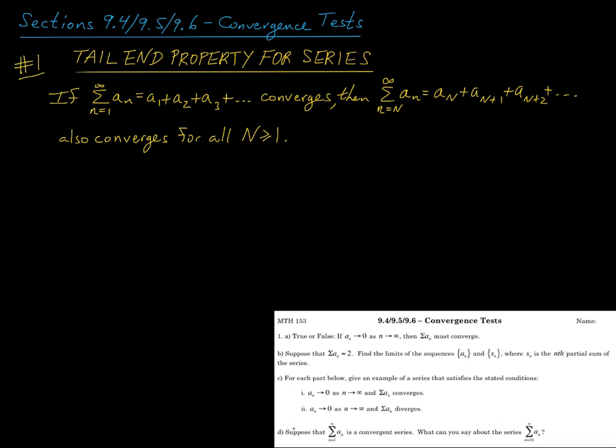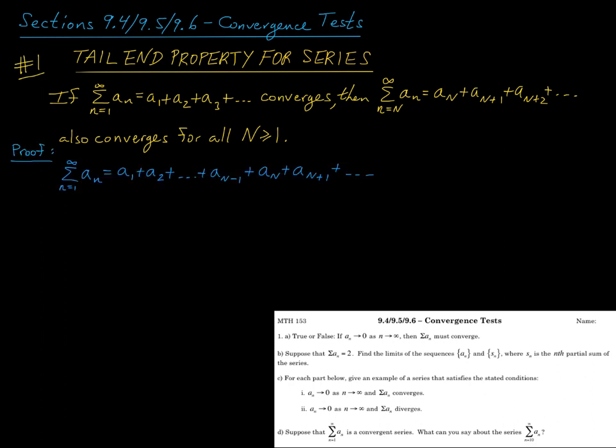So the big takeaway there is that since in part D we're assuming the sum from 1 to infinity converges, the conclusion then is that the sum from 10 to infinity also will converge. Okay, now let's go ahead and prove this tail end property and then summarize. So the proof is actually not too bad.